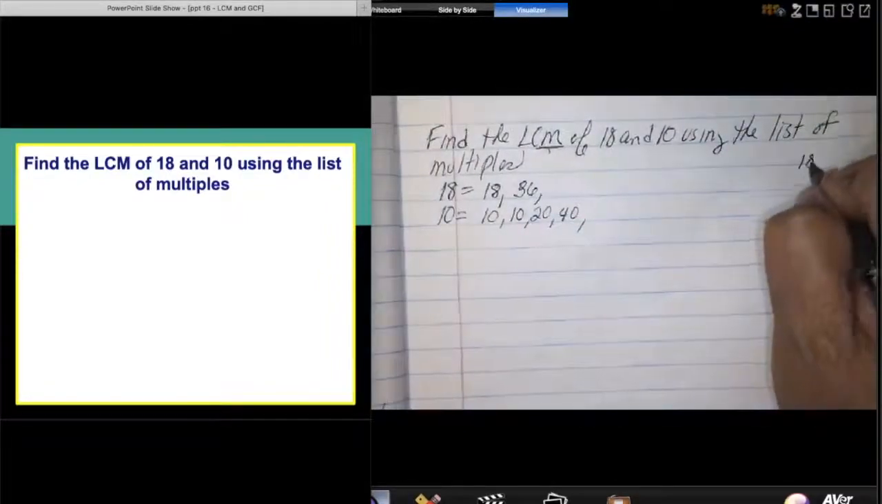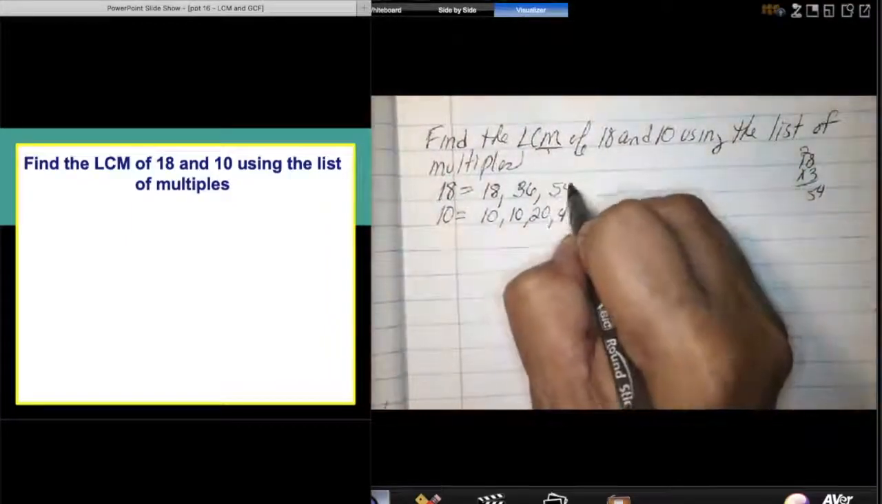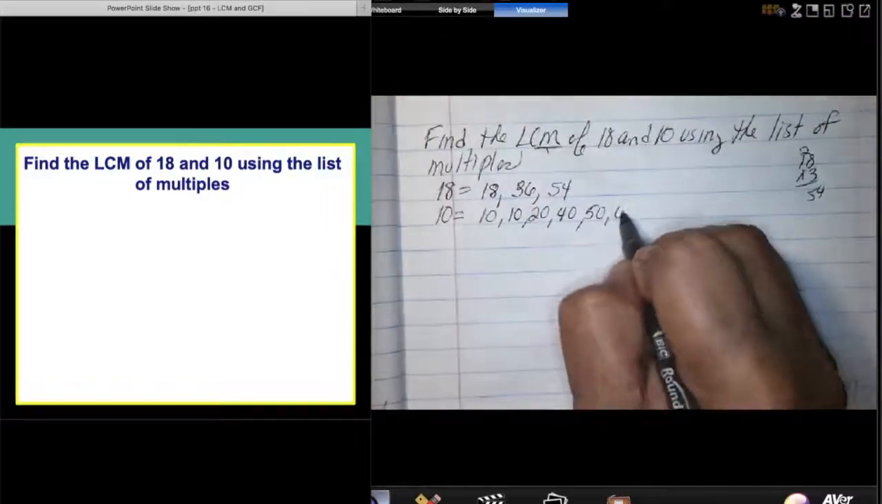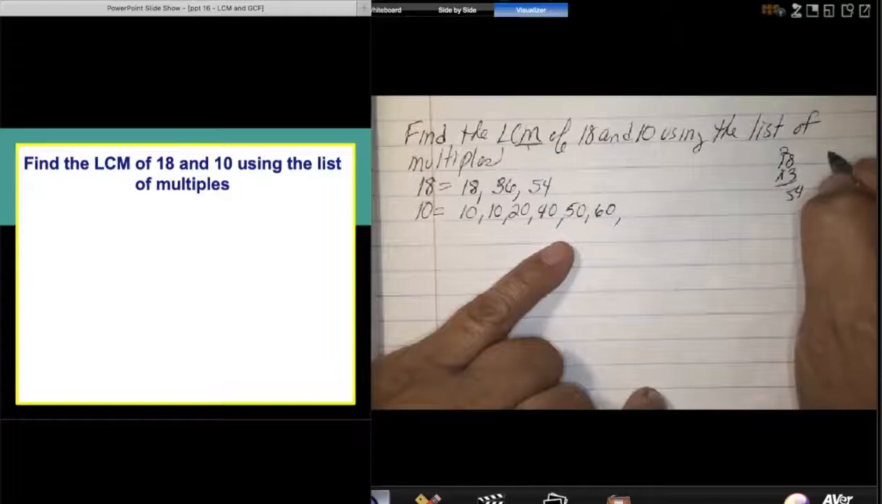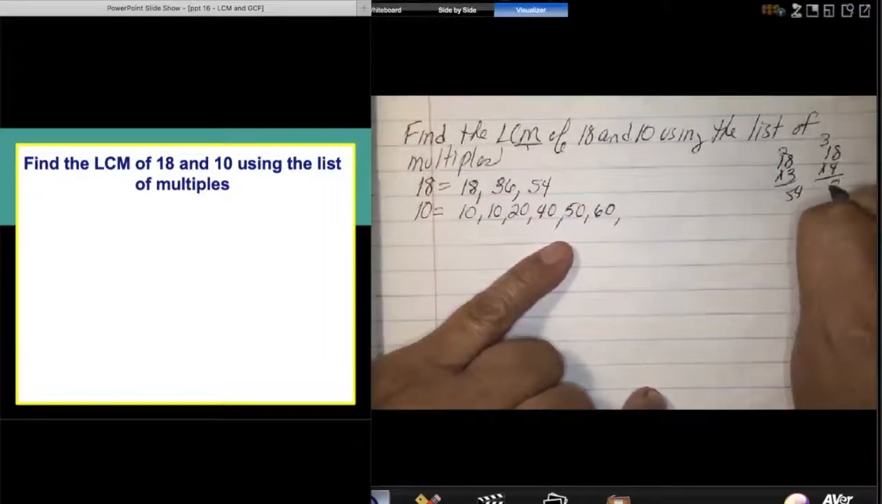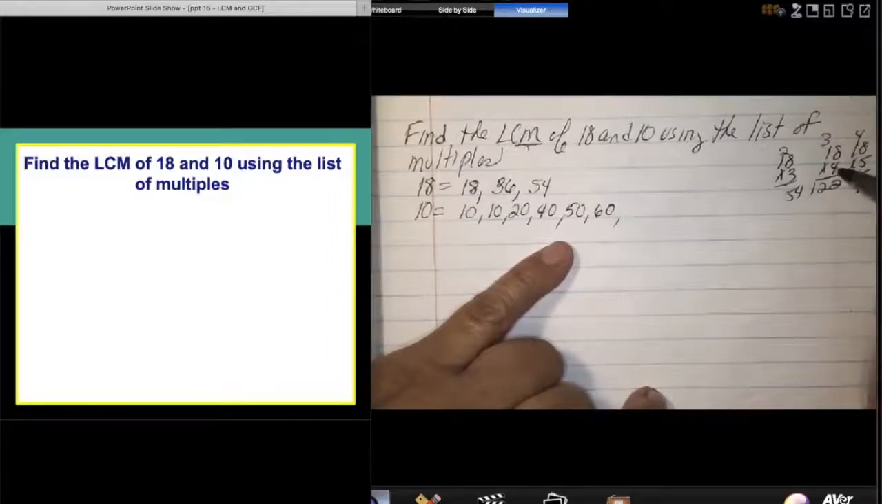18 times 3 is 54. 40, 50, 60. And then 18 times 4. Now we know it's got to end in a 0, so it's going to be 18 times 5. Well, right here, 8 times 4 is 32, which is 72. 18 times 5 is 90.